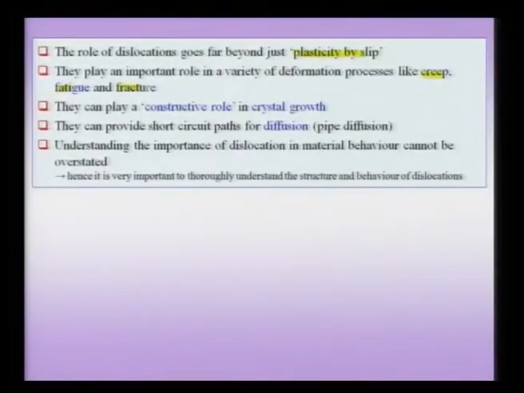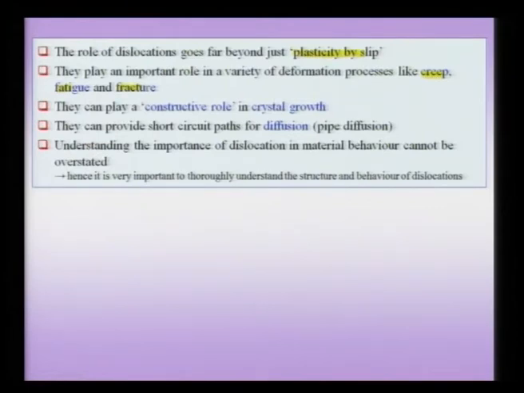They can provide short circuit paths for diffusion, and typically the diffusivity which occurs at the core of dislocations, that is through the dislocation region, which is called pipe diffusion, is much higher, orders of magnitude higher than the normal lattice diffusion. And we will of course try to understand why this is so, and this will become obvious by the time we understand the structure of a dislocation.